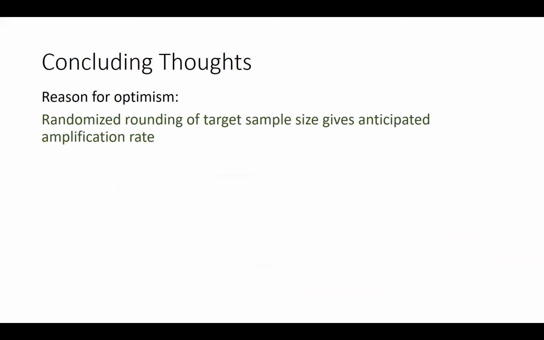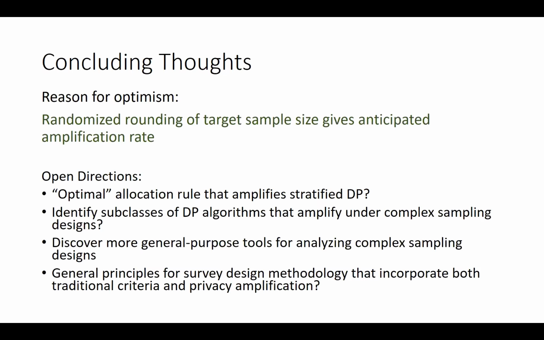Nevertheless, I still feel like there's some reason for optimism and for further investigation of this topic. Randomized rounding is a very simple tweak that apparently survey statisticians are open to using and sometimes do use. And in the interest of time, I'll just leave these open directions up here.